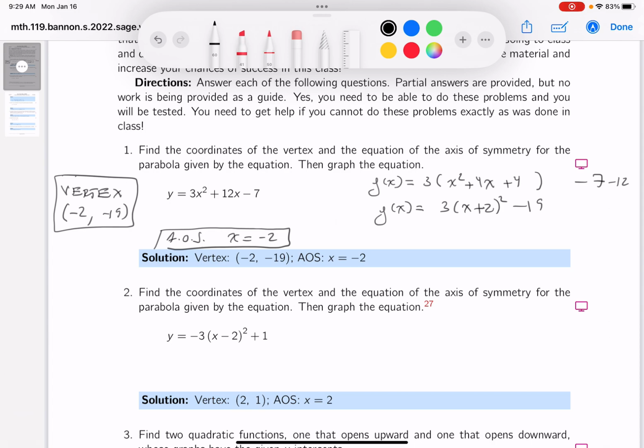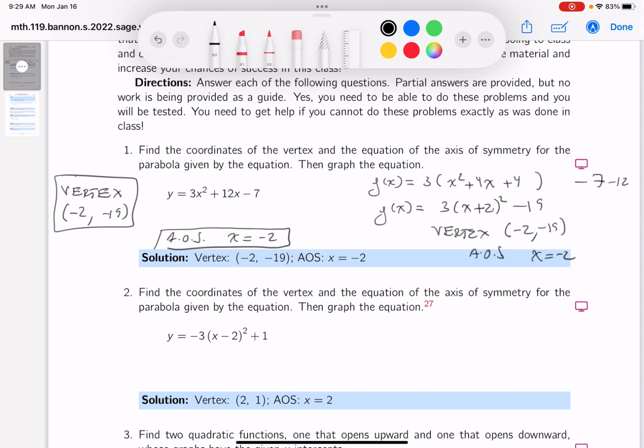And you can pretty much read the vertex from this thing because it's a standard translation. So the vertex from this thing over here, the standard vertex of 0, 0. So what do we do? We move 2 units to the left, and 19 units down. Axis of symmetry goes through the vertex, so x is equal to minus 2. We're getting the same information.